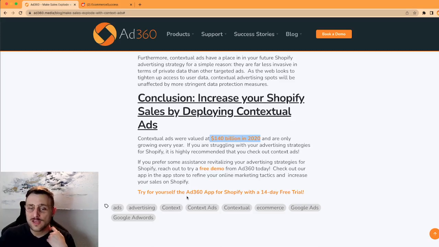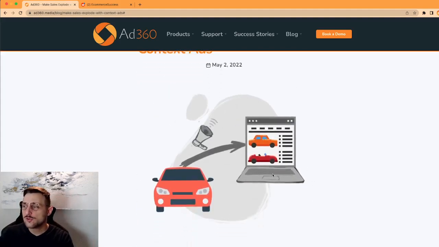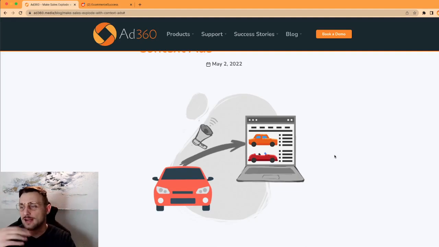But the beauty of the Ad360 app for Shopify is that the whole thing that we talked about, the contextual targeting and retargeting and other different ad techniques, are all done automatically. You don't need to worry about that. You don't need to spend hours fine-tuning the targeting and the settings of your ads.